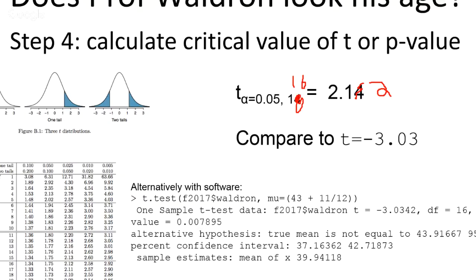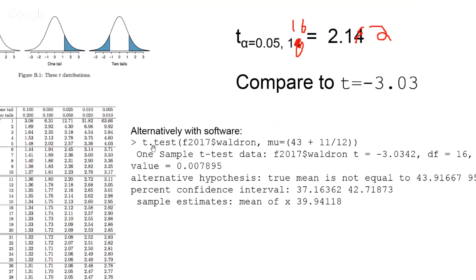Just to take a look at it with software here, I did this in R just by taking this vector of ages and comparing to mu equals 43 plus 11/12 months. Gives me this t statistic of -3, 16 degrees of freedom, p-value is 0.007895. So p-value is less than alpha of 0.05, so I do not look my age.